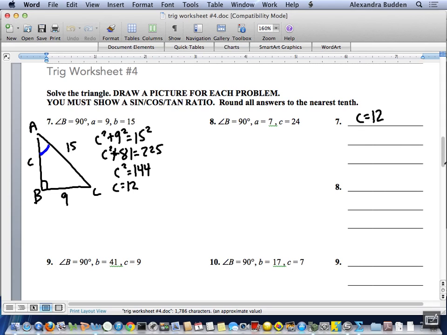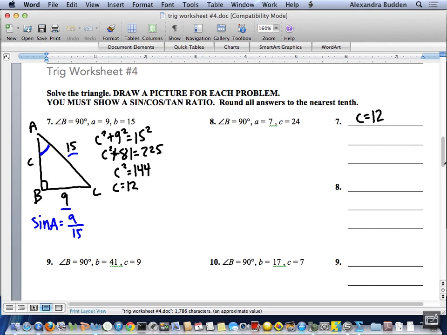Now I'm going to find angle A. Again, use the information we were given. Don't use 12, because if 12 is wrong, then angle A is going to be wrong. Use the 9 and the 15. 9 is opposite, 15 is hypotenuse. So I have sine of A is equal to 9 over 15.